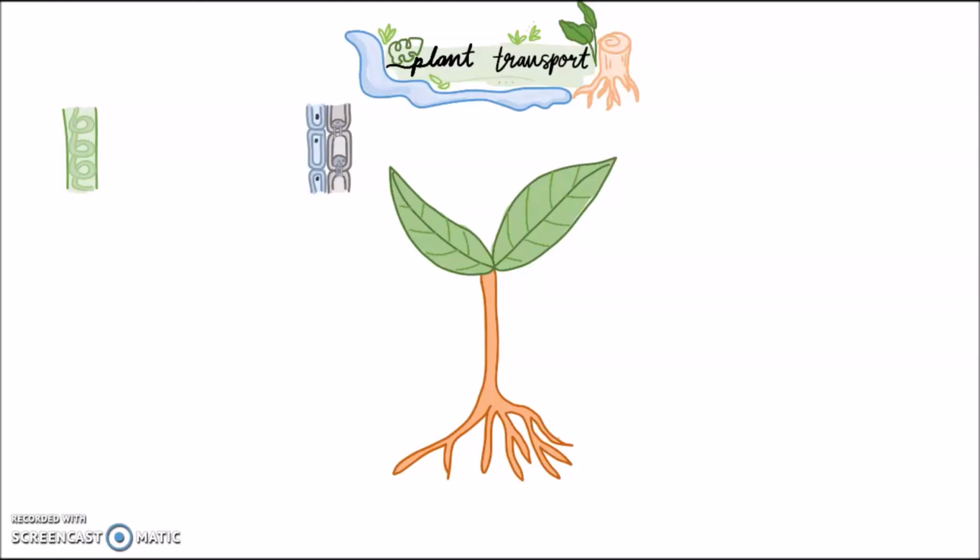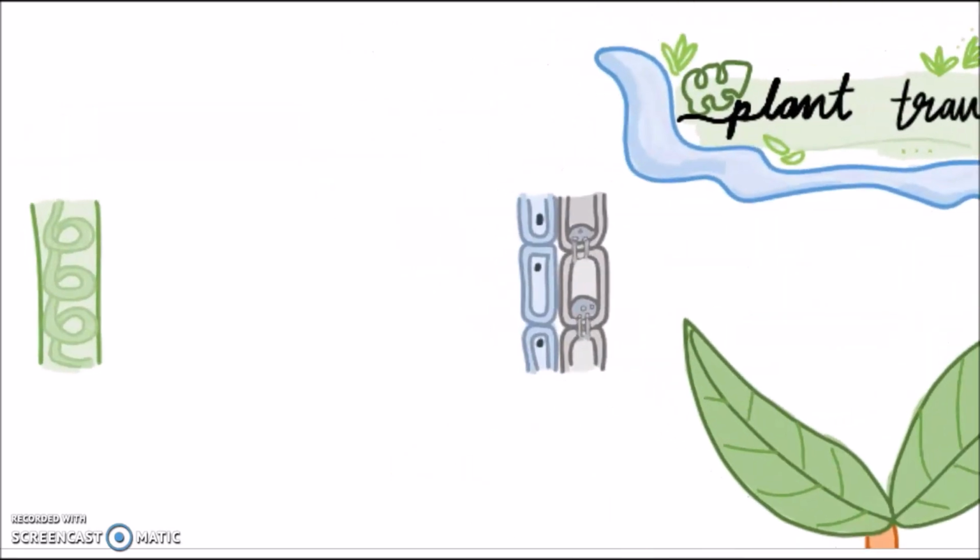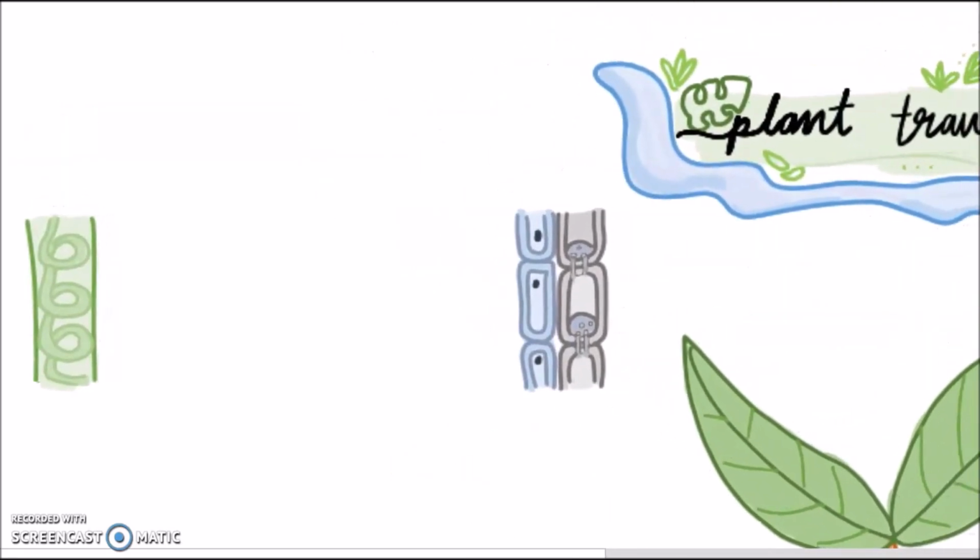Now this is a very large chapter, so I will first start off with the structures and specialized cells, then we will talk about the different transport processes. Okay, so first up, we have the xylem and the phloem.